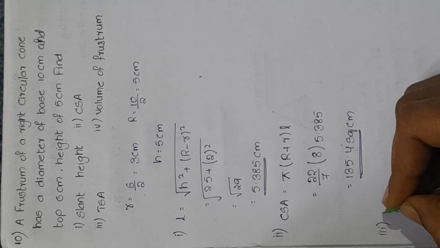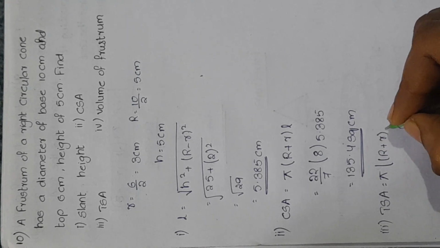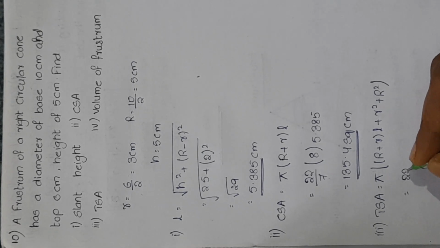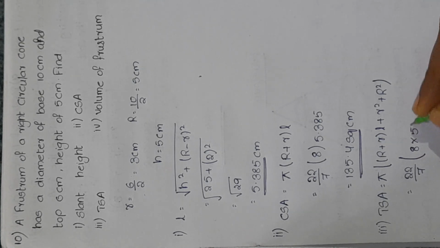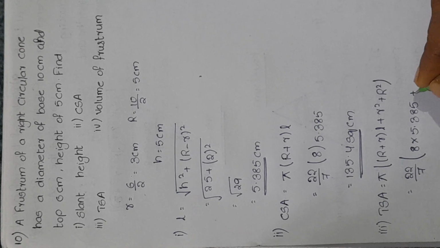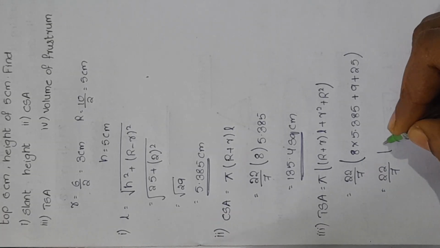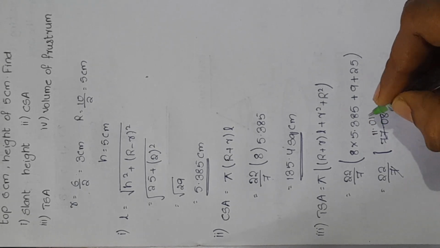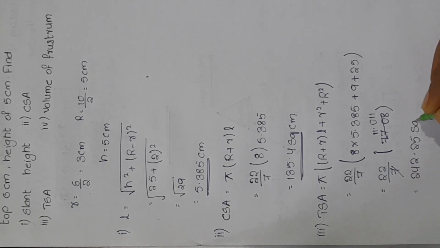Now let us find the total surface area. Total surface area is equal to pi into (capital R plus small r) into L plus small r square plus capital R square. Substituting the values, 22 by 7 into (capital R plus small r is 8) into L value is 5.385 plus r square is 9 plus capital R square is 25, which is equal to 22 by 7 into 77.08. Cancelling this, we get 11.011. 22 into this value is 242.25 square centimeters, which is the total surface area.